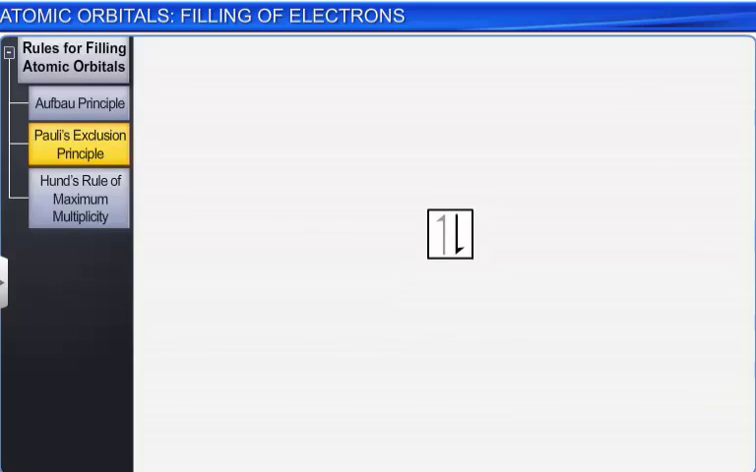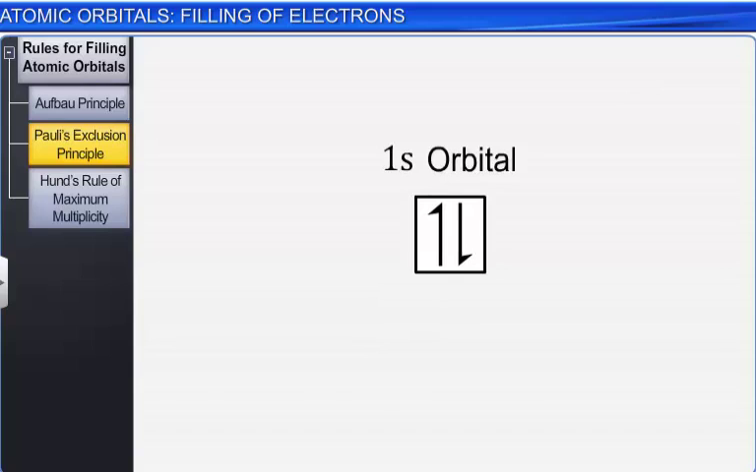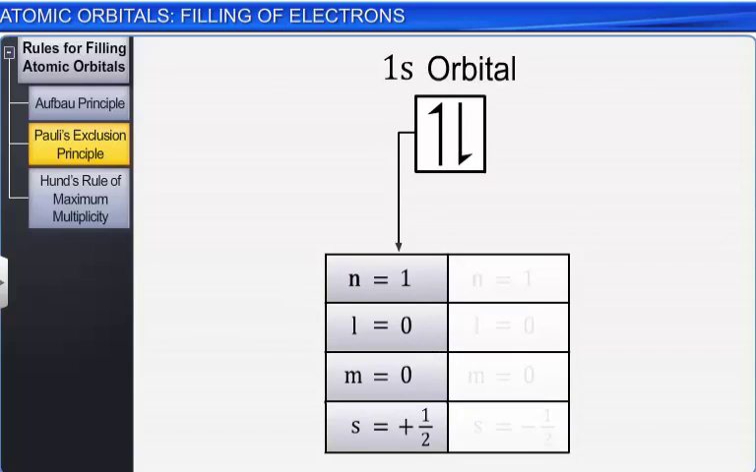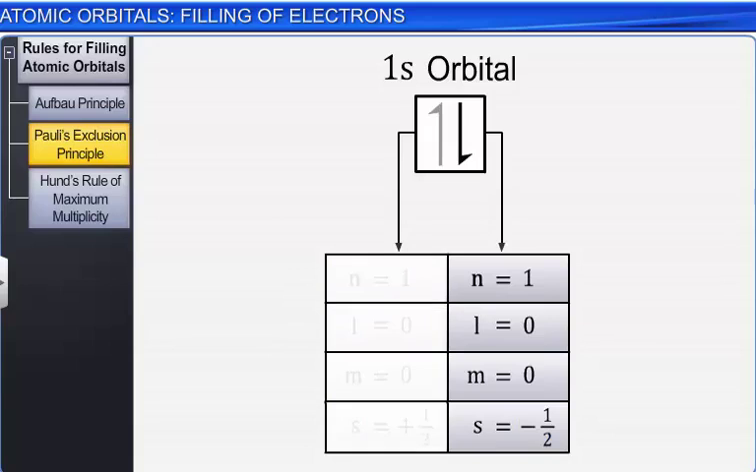Let us write the values of the 4 quantum numbers for 2 electrons in 1s orbital, as shown here. The values of n, l, m and s for the first electron are 1, 0, 0 and plus half. The values for the second electron are 1, 0, 0 and minus half. This shows that the two electrons have the same values for n, l and m, but different values for s. This indicates that the maximum number of electrons that can be accommodated in an orbital is 2.